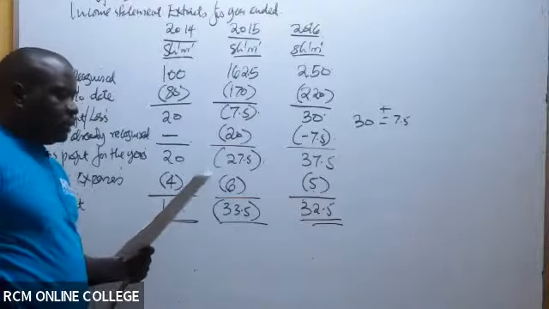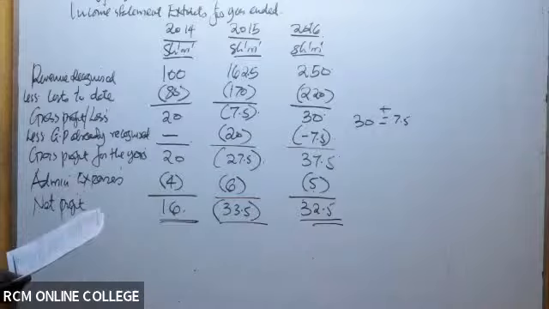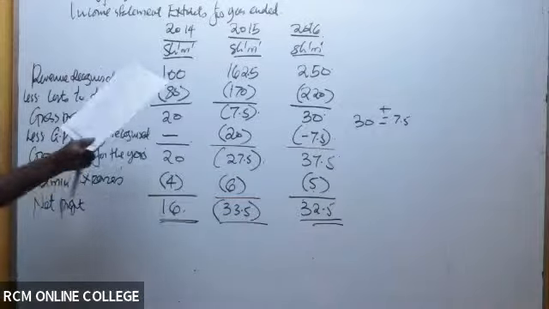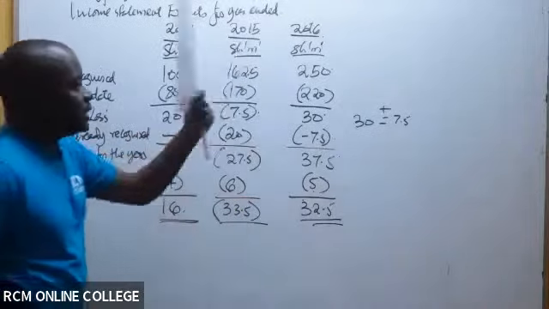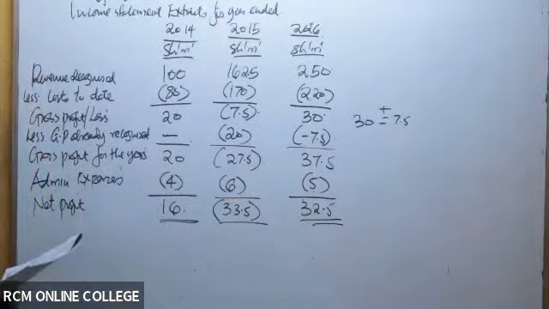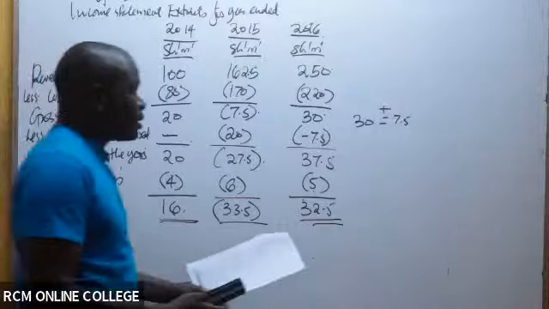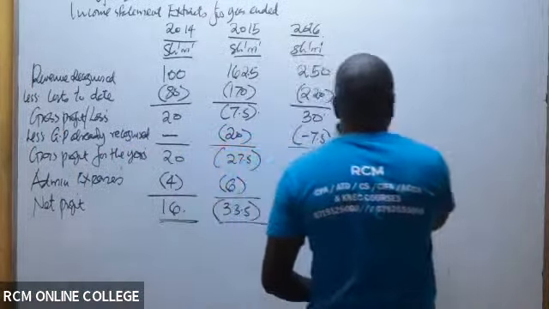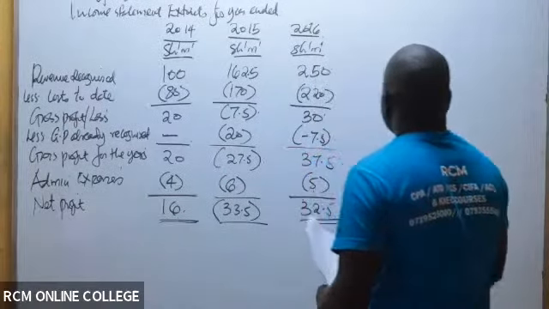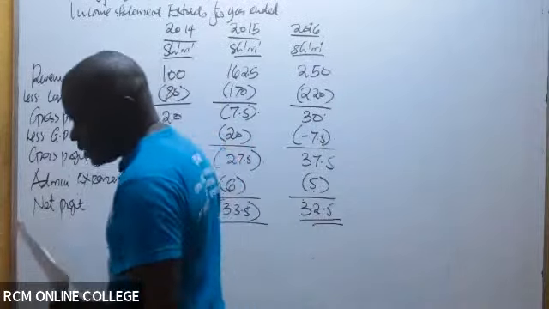So that is how you come up with the income statement extract for Ujenzi Limited for each and every year, 2014, 2015, and 2016. Then now we can get the statement of financial position extract for Ujenzi Limited.